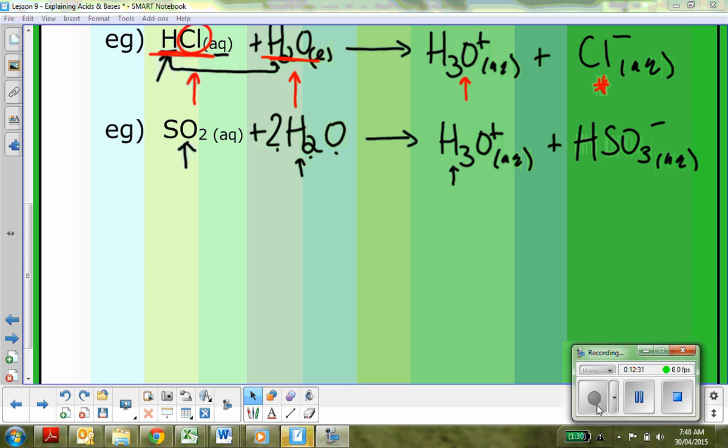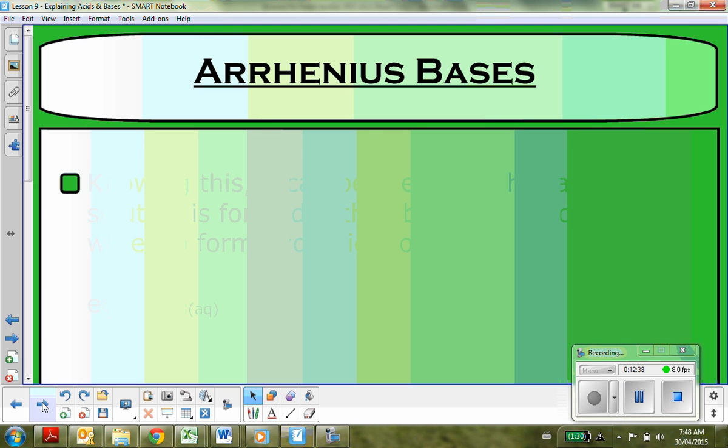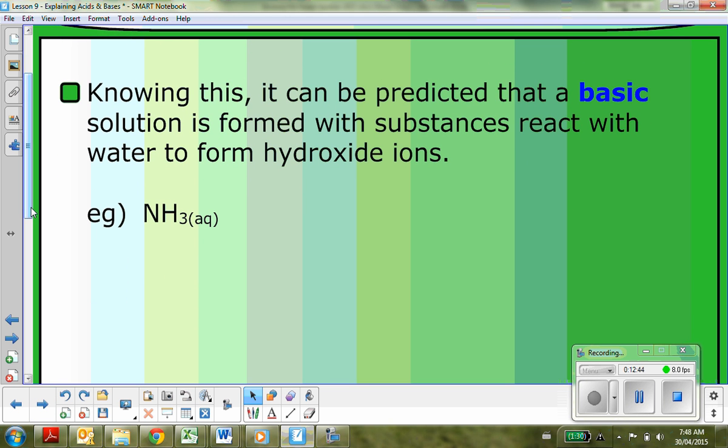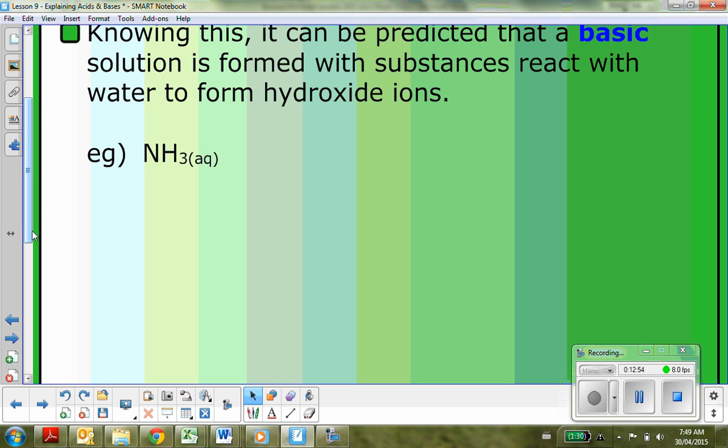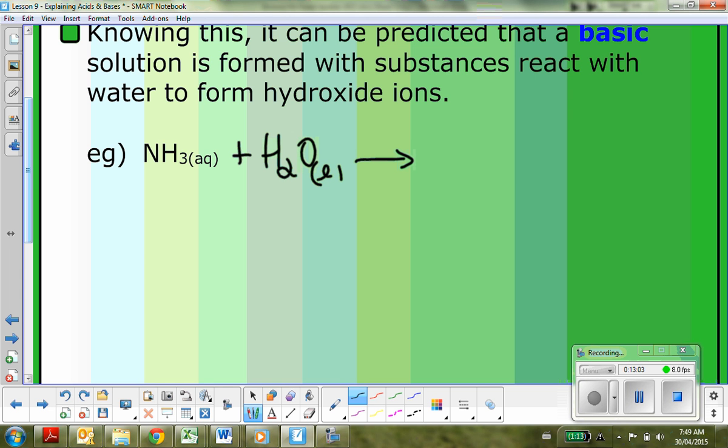Now let's look at an example of a base, a formula that doesn't typically look like a base. It doesn't have an OH, but still is considered basic. Okay, so the Arrhenius bases. It can be predicted that a basic solution is formed with substances that react with water. So again, the revised definition, we're always going to react something with water. So let's come back to this ammonia, this NH3 that looks like it's an acid, and see why it actually ends up making a base. So let's add water to it because these are the revised formulas. I've asked you to prove that it's a base. Okay, so if it's a base, your first product is going to be OH.